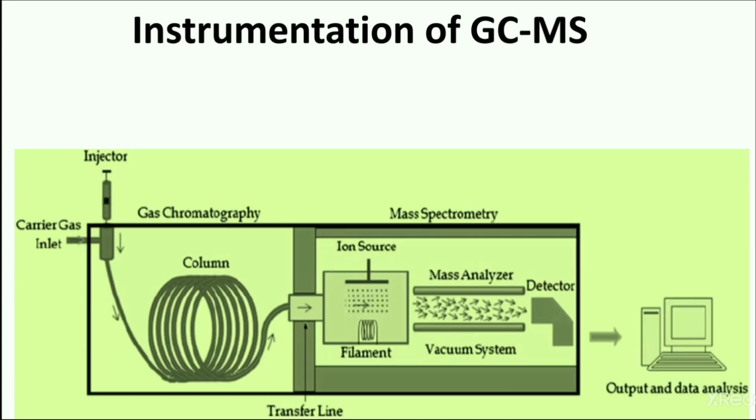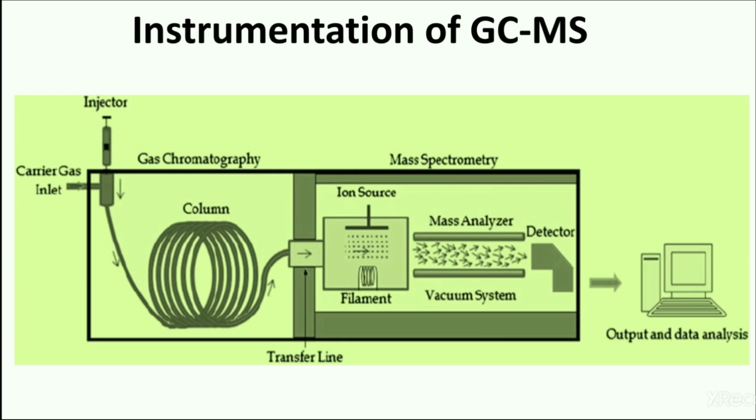Next is instrumentation of GCMS. The following diagram is of the GCMS instrument. In this diagram, the left side of the instrument is showing the gas chromatographic unit, while the right side is showing the mass spectrometer unit. Both units are connected by a transfer line, which is also known as the GCMS interface.